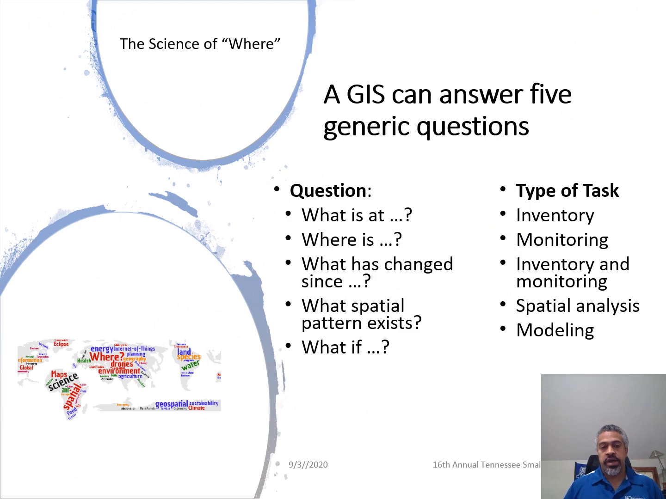When we think about GIS, again, like I mentioned, we talk about the science of where. And GIS can answer 5 basic questions. One, usually the first question we ask is, what is at a particular location? Remember, geographic means location. What is at that particular location? Where is this particular feature? What has changed in a certain time frame?